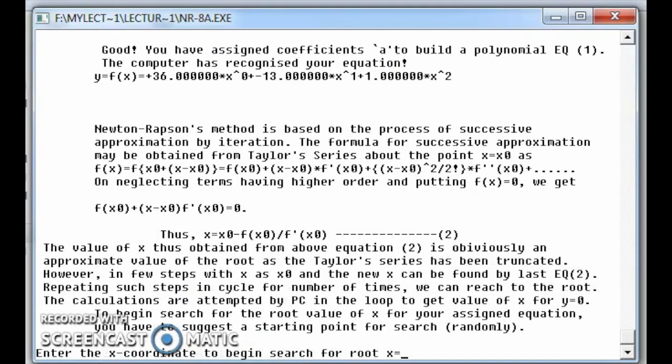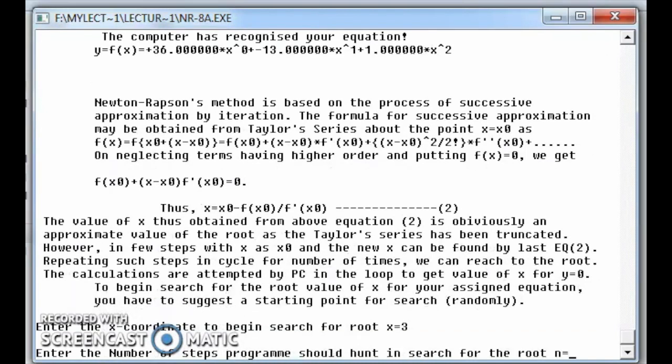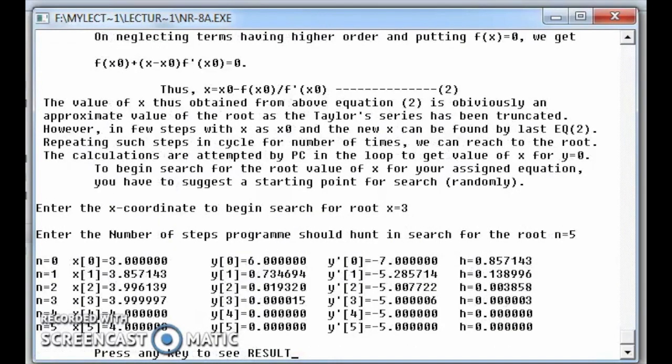And here the starting point, now instead of 0, we have starting point say 3, and how many steps we want. In 5 steps we can get up to our answer. So for x equal to 3, it is obvious on the screen that x equal to 3 makes polynomial y equal to 6, y dash equal to minus 7, and h is equal to minus y upon y dash, so with a minus sign, that makes it 0.85.